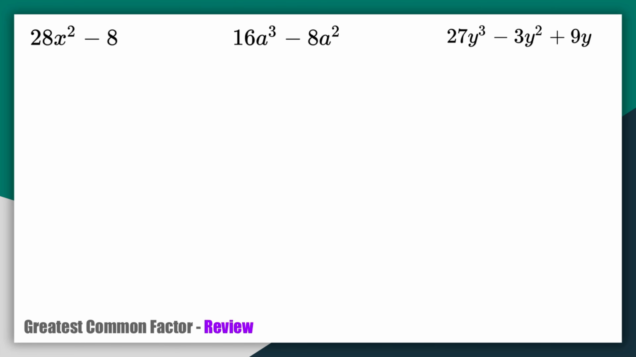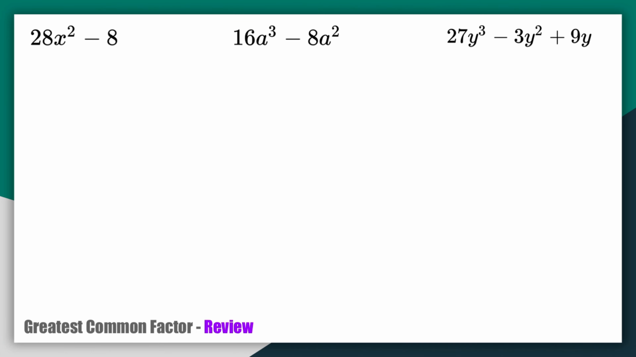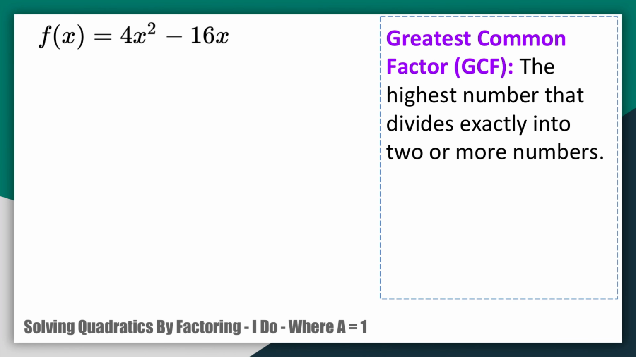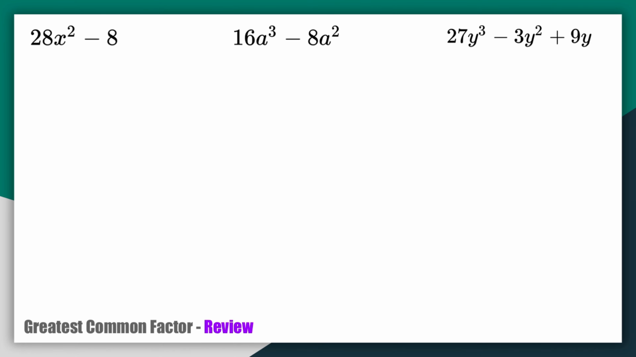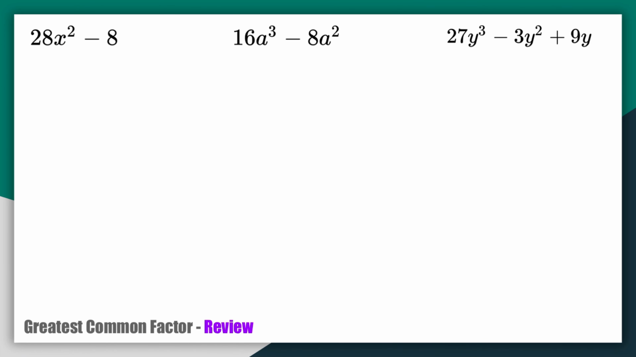So we're going to jump into another review because we're going to look at another method of solving by factoring. We're going to talk about the greatest common factor. The definition's in the wrong place. All right, so the greatest common factor is the highest number that divides exactly into 2 or more numbers. Now let's look at what that exactly is.